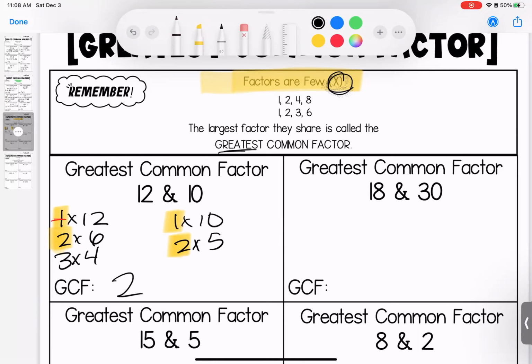Remember, sometimes, and I didn't give you these tricky ones, but sometimes your greatest common factor is 1. That is a possible answer. Sometimes your greatest common factor is 1.